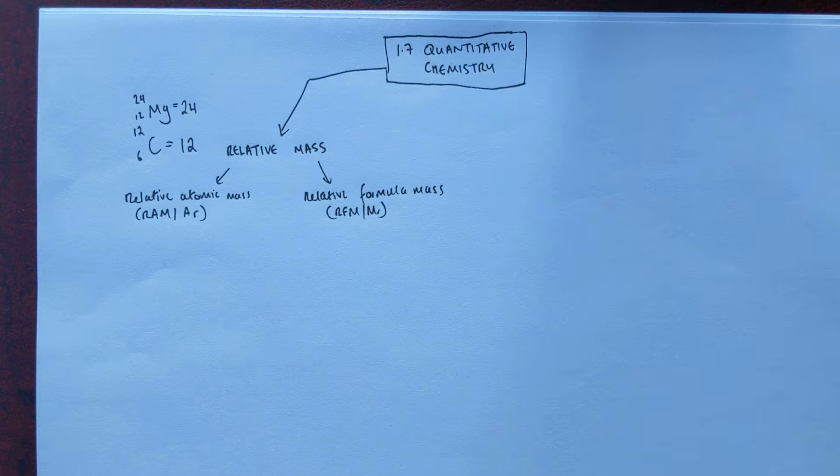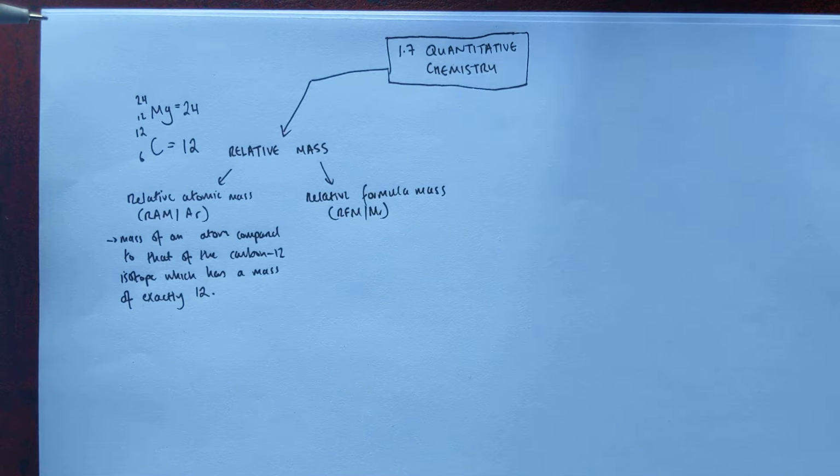We're basically comparing all our atoms to each other, and the reference atom we use is carbon with a mass of 12. And that gives you this big fancy definition you have to learn for what we mean by relative atomic mass. The definition you have to learn is this: the relative atomic mass is the mass of an atom compared to that of the carbon-12 isotope, which has a mass of exactly 12.